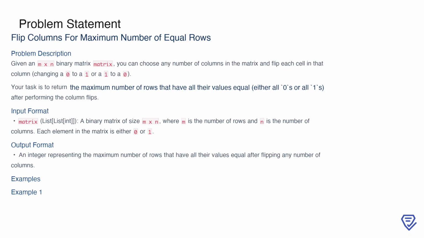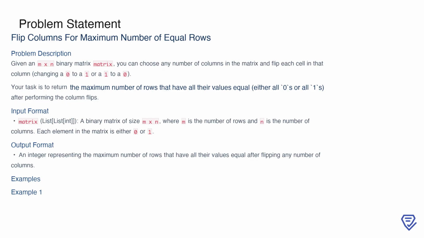In this problem, we are working with a binary matrix, which is a grid where each cell contains either a 0 or a 1. The task is to determine the maximum number of rows that can be made completely equal, meaning every value in the row is either all zeros or all ones, after flipping any number of columns. Flipping a column means toggling every value in that column, changing all zeros to ones and all ones to zeros.